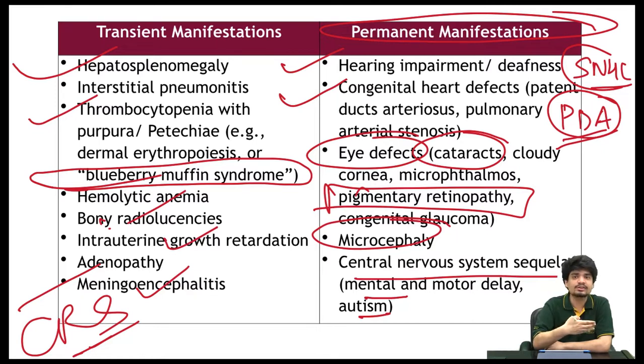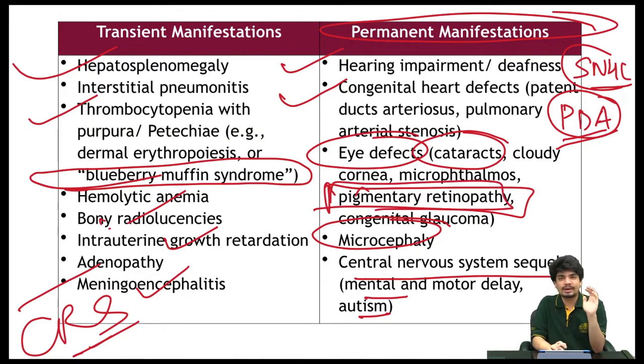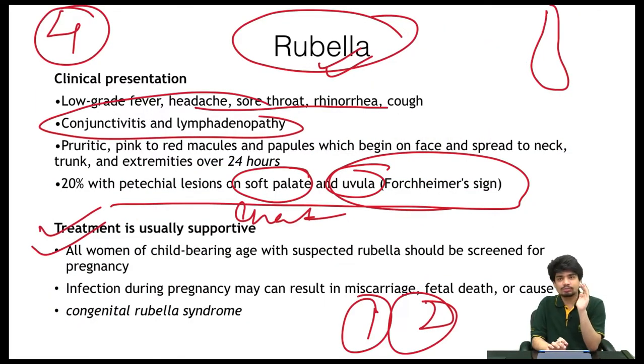These are the transient manifestations that tend to go away, but the permanent sequelae, the typical triad, consists of eye, ear, and congenital heart defects. This is a typical triad that has been described for congenital rubella syndrome. In the heart, the most common congenital heart defect is the PDA, a patent ductus arteriosus. Hearing impairment is the sensorineural hearing loss, and the most common eye defect is pigmentary retinopathy, closely followed by cataracts. That's why rubella is most important.